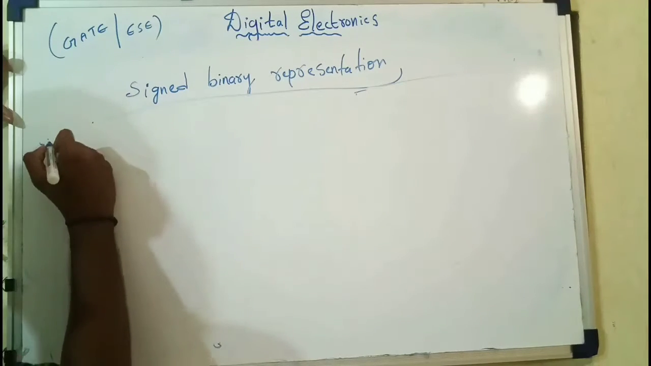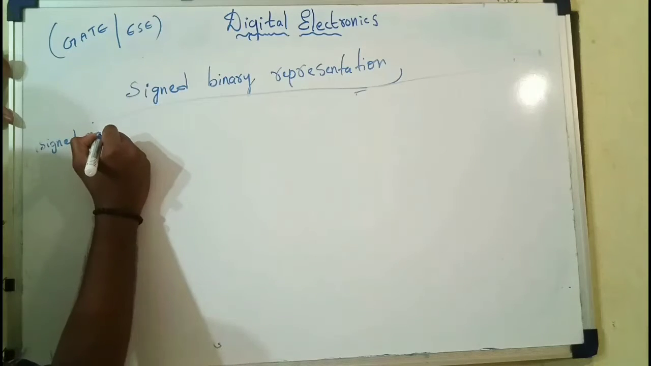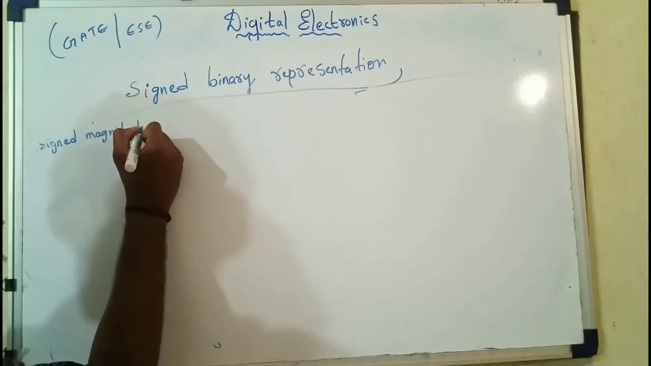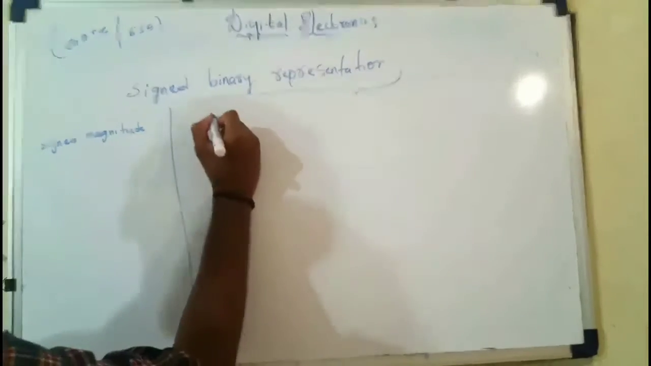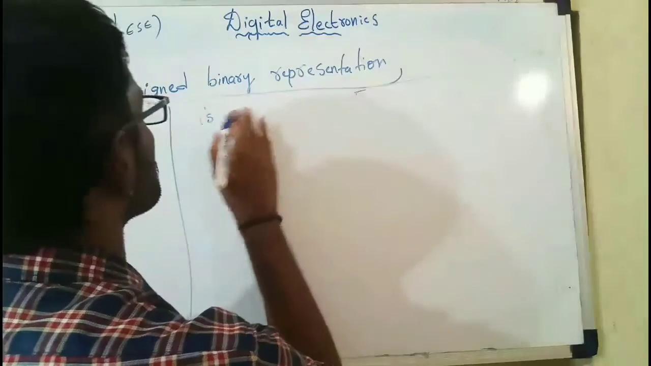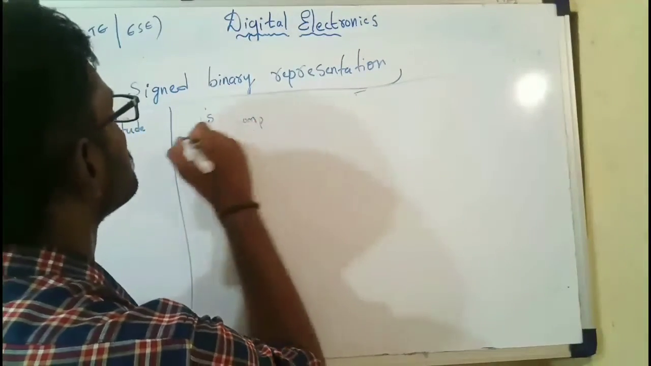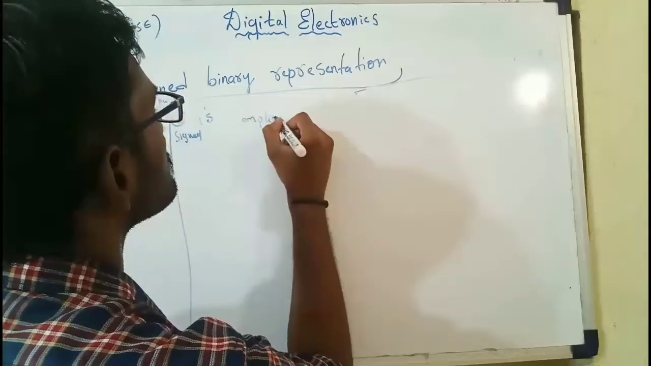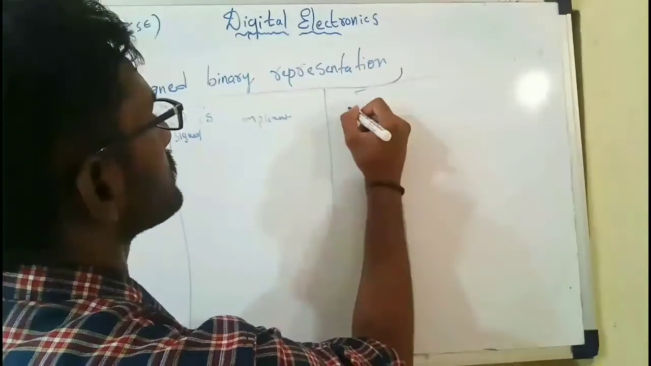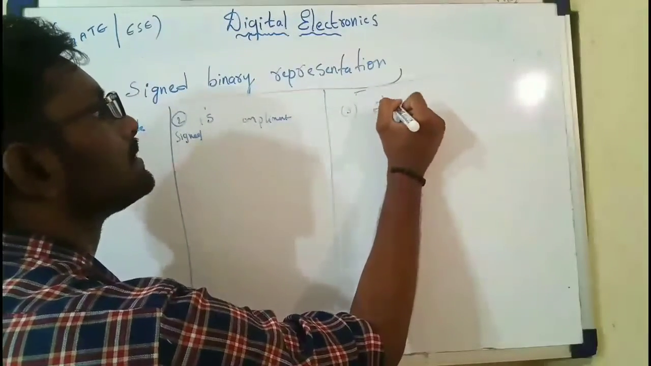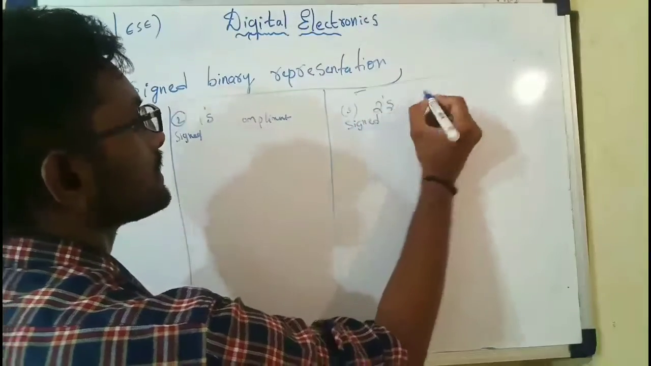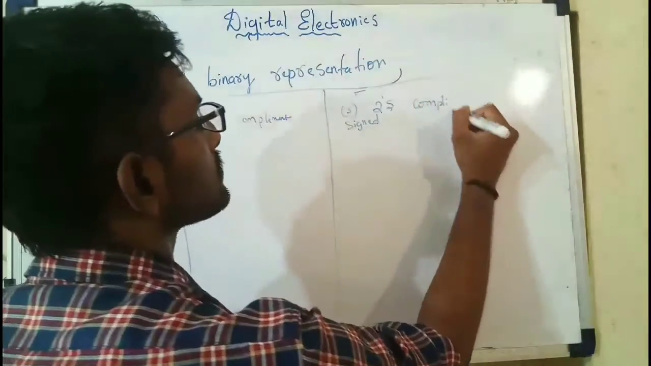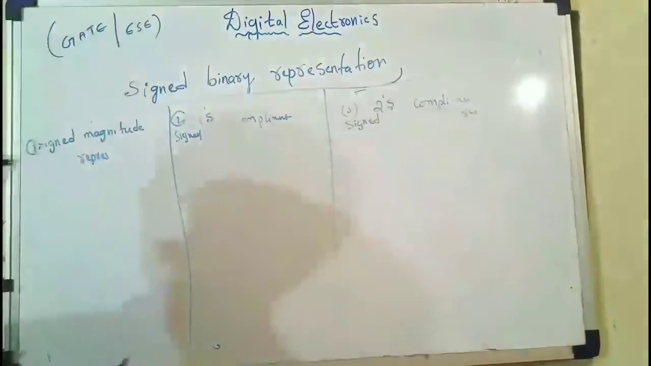First, this is sign magnitude. This is one's complement representation. And the third one is sign two's complement representation.